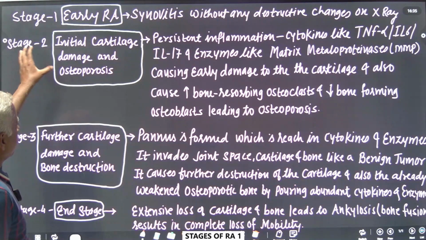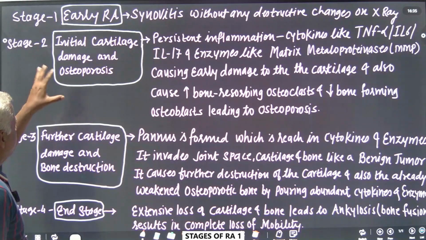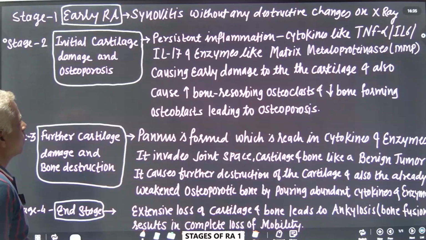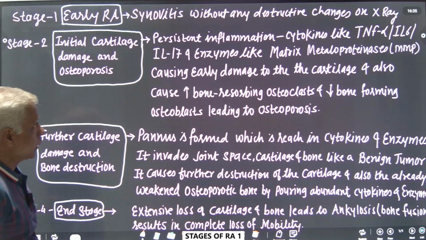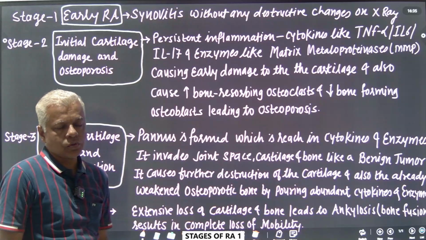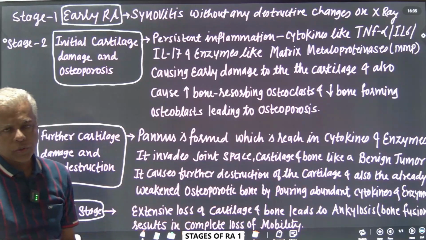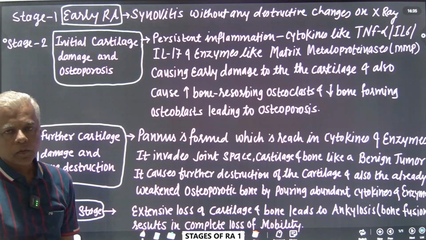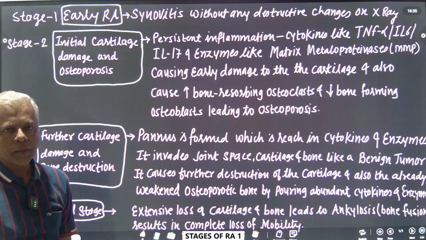So stage number 1, which I have labeled as an early RA. In this stage there is a synovitis without any destructive changes on the X-ray. So in this stage number 1, we have a synovial membrane inflammation.